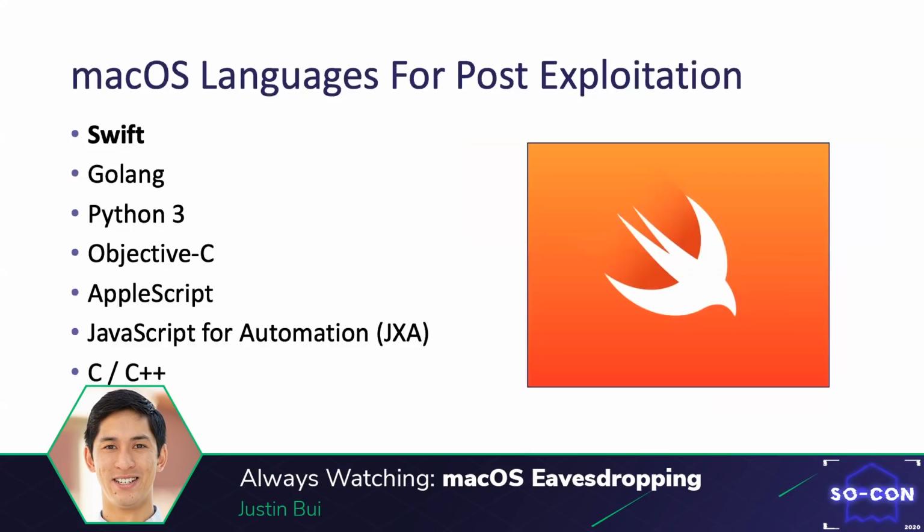So here are a couple of the languages that you can write post-exploitation tooling in for macOS: Swift, Golang, Python 3, Objective-C, AppleScript, JavaScript for Automation, or JXA, and C or C++. I went with Swift over some of the others just because I wanted more OS-specific support. I wanted direct access to the macOS APIs, and also just found it a good opportunity to learn Swift, as I've seen other post-exploitation tooling written in Swift, such as Cedric Owens' SwiftBelt.